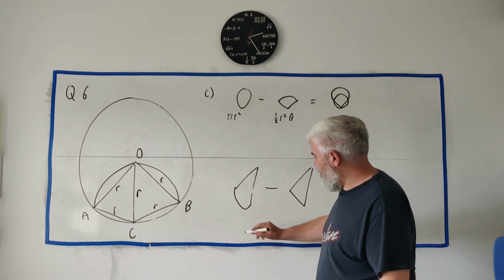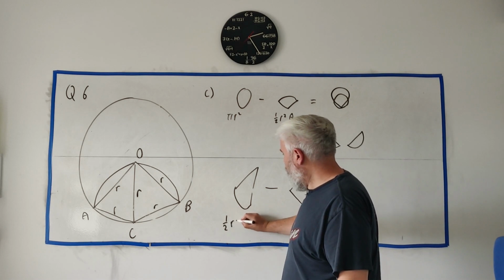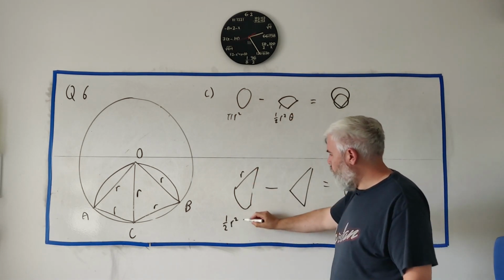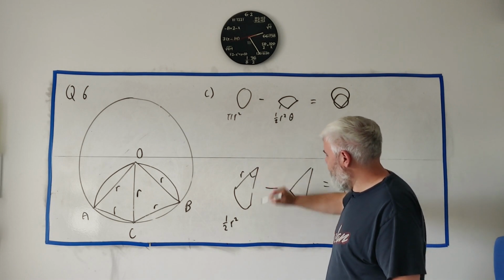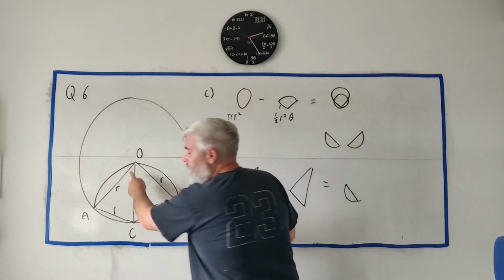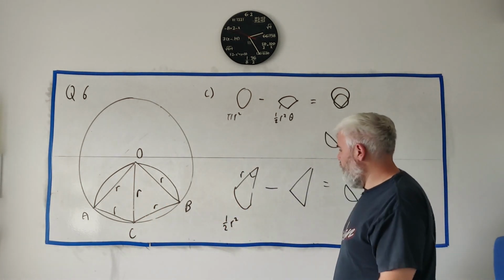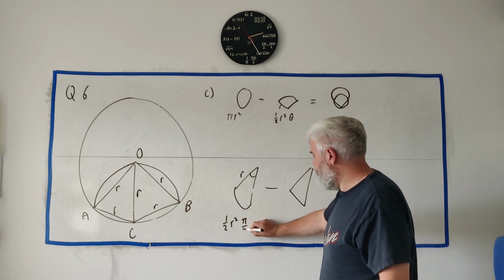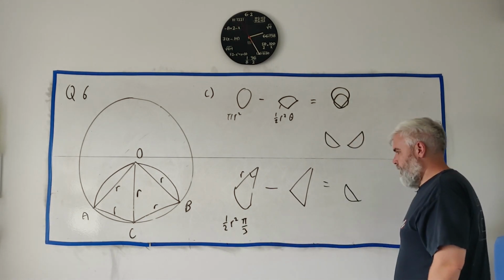Again, we can get the area of this. That's a half r squared. This is r. This was r as well, actually. A half r squared times this angle here. So what is this angle in here? Again, in part A we talked about it, it's 60 degrees. It's pi over 3.